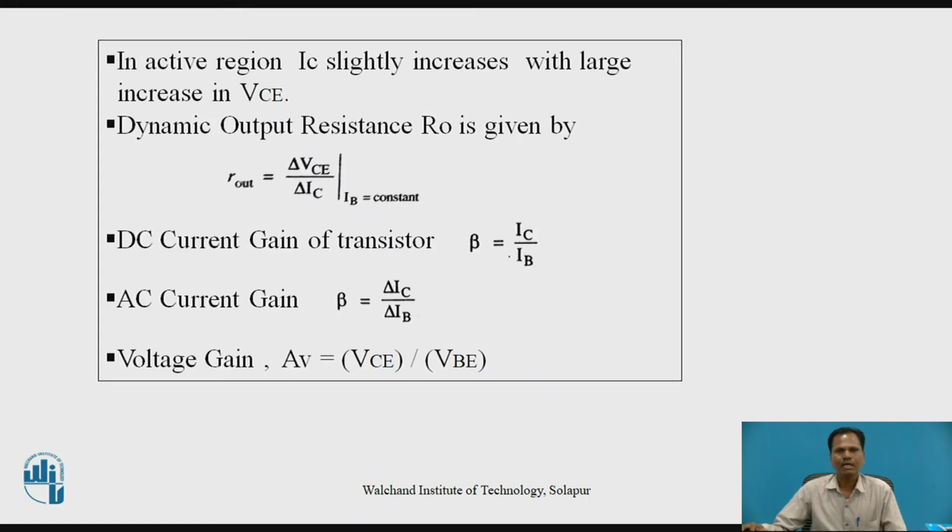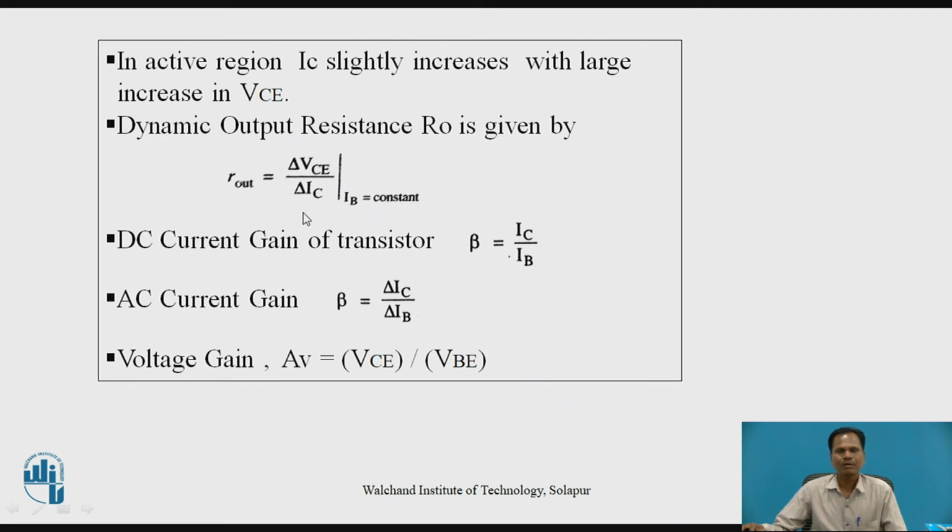In the active region, IC slightly increases with a large increase in collector to emitter voltage. So as collector to emitter voltage is increased, IC slightly increases. Actually IC is independent of collector to emitter voltage; it depends upon the input base current IB. But there is a slight increase in collector current IC with an increase in collector to emitter voltage.